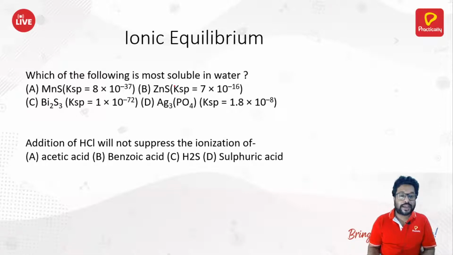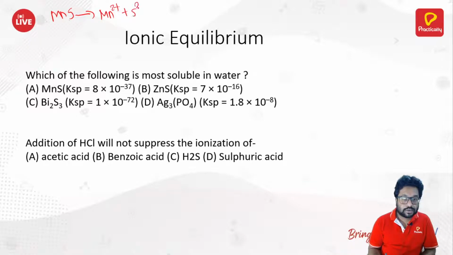So, which of the following is most soluble in water? See, this is the solubility product constant. Now, what is the formula for solubility? How can we find it? Suppose we have MnS. It gives you Mn2+ and S2-. So 1 mole of this gives you 1 mole of this and 1 mole of this.